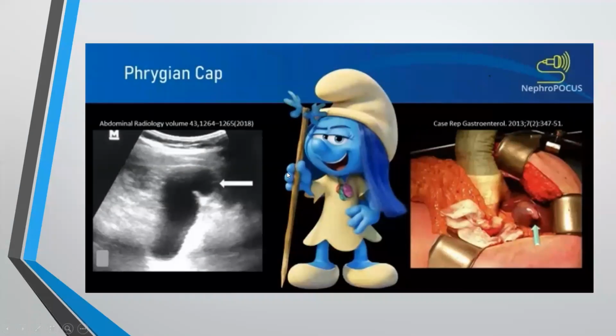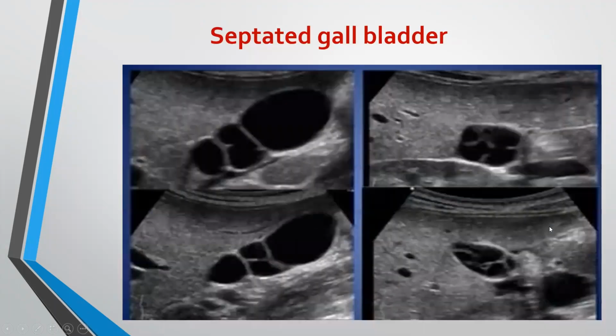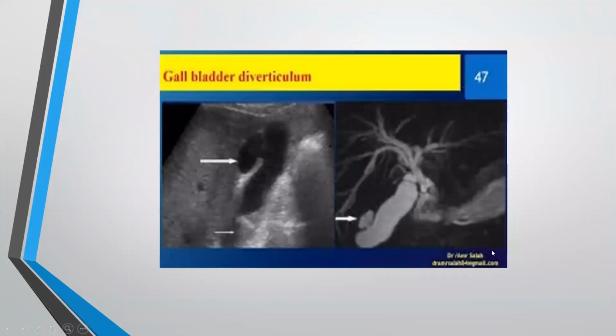Here is the picture of a phrygian cap, as we see here in the sonographic image and the gross image. A multiple septated gallbladder in sonography sometimes gives rise to a honeycomb appearance. Diverticula of the gallbladder are seen in sonographic and contrast images near the fundus, the most common site.